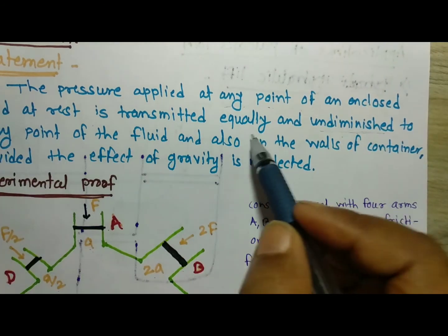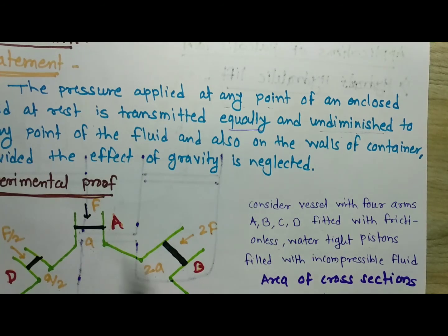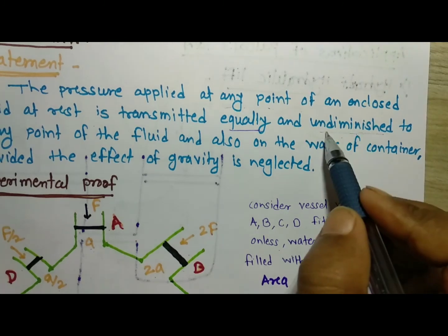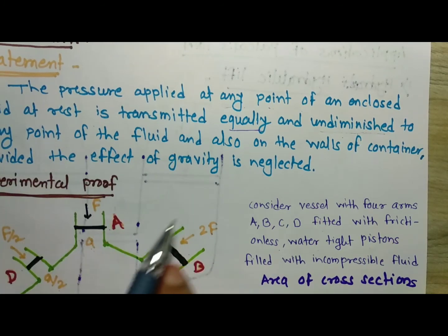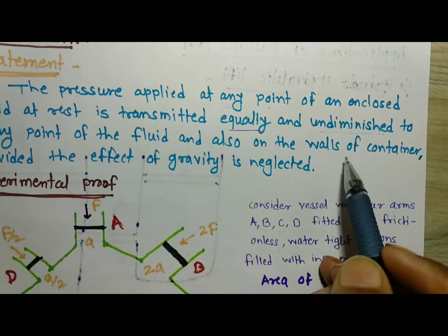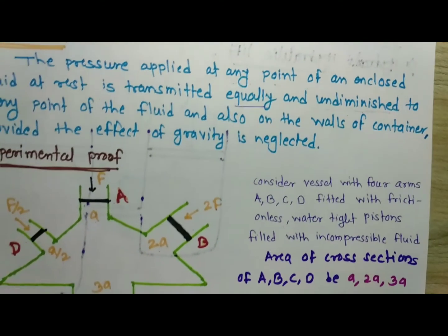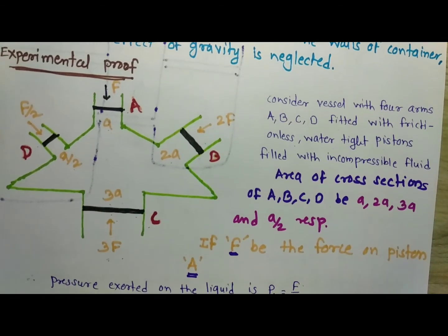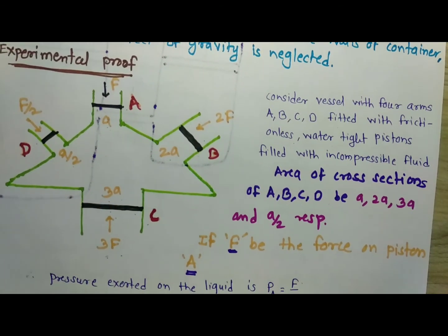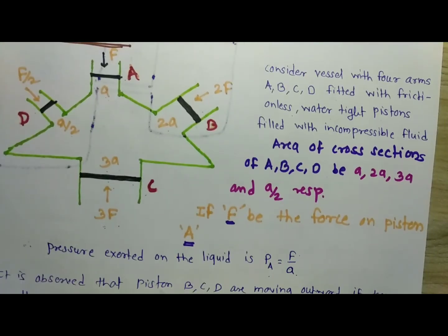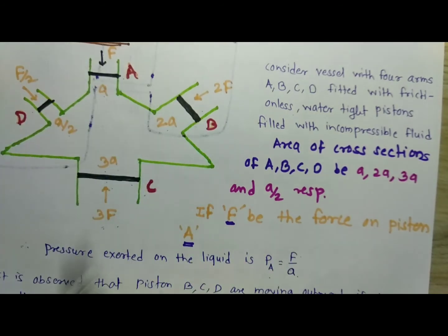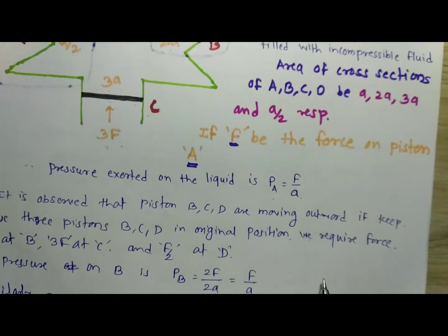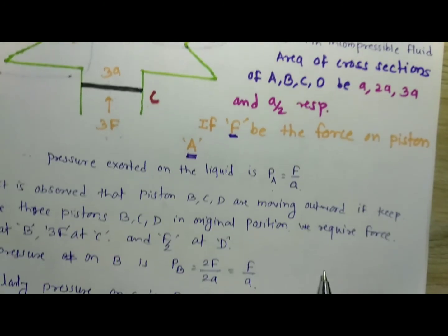equally and undiminished, that means in equal quantity, at point B, at point C and at point D, without decreasing, to every point of the liquid and the wall of the container also, which is proved experimentally by using that vessel enclosing an incompressible fluid inside the vessel and providing 4 arms A, B, C, D. You will get the consideration of that theorem or law with the statement.